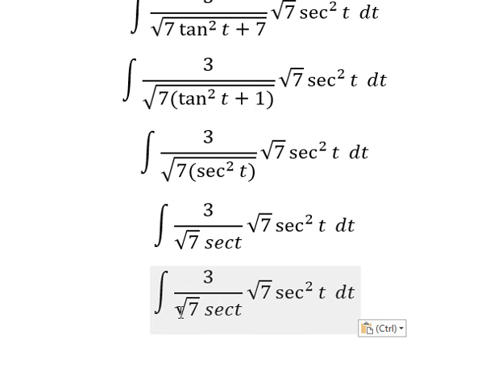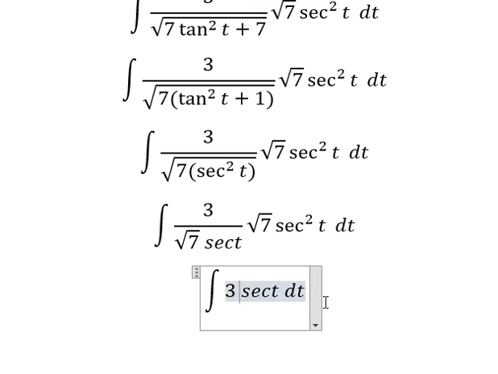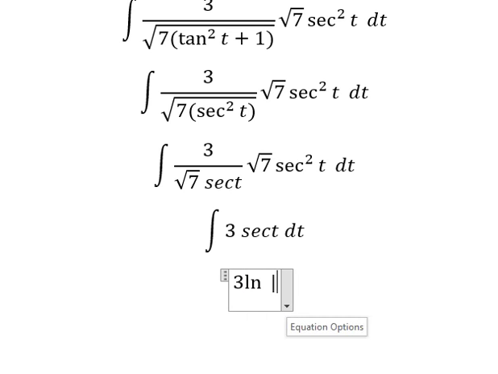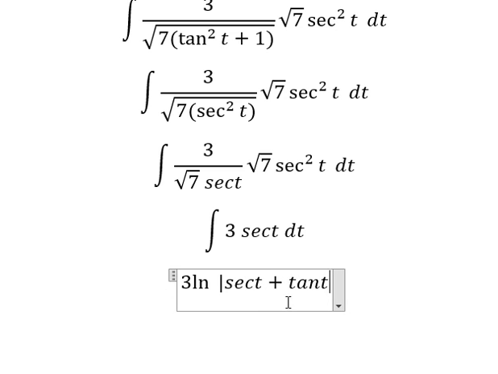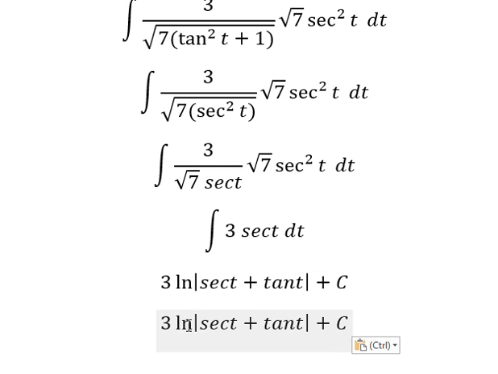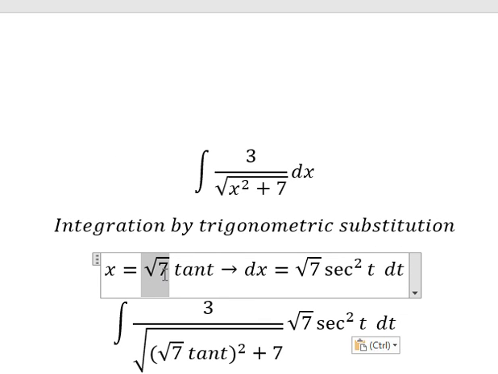Now we need to simplify the square root of 7 secant t in the numerator and denominator. So the integration of secant t, we have ln of the absolute value of secant t plus tan t, and then we put plus c. About t, that is this one. So we need to divide both sides by the square root of 7.